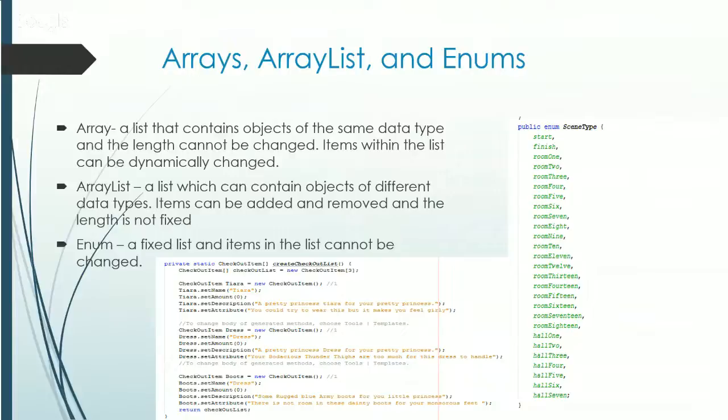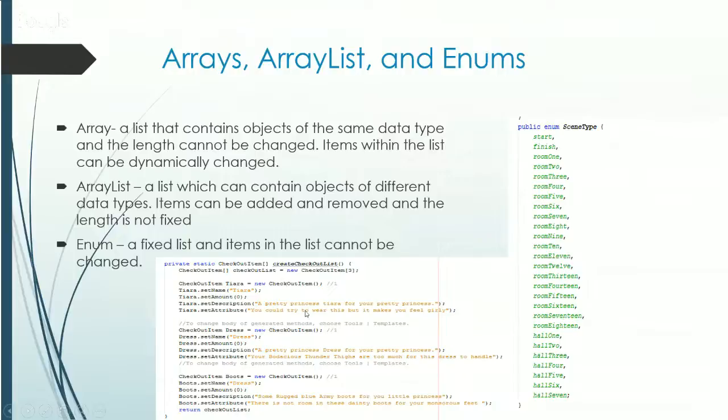So for an example here, I have a fixed set of different scene types which I've named after the different rooms that they occur in. And this list doesn't need to change, nor did I need to change any of the variables within it. So that's why I used this enum in this particular case.